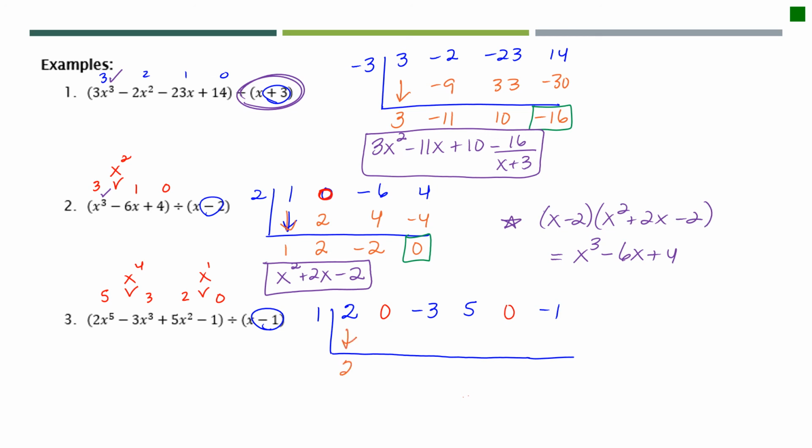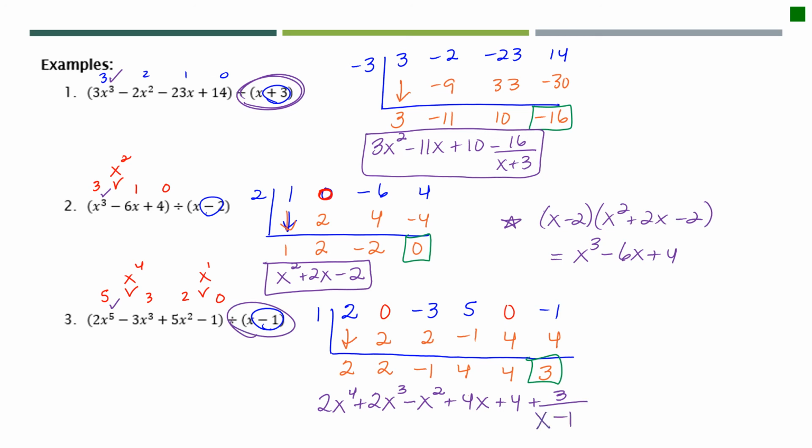So I'm going to drop down 2, multiply, add, and repeat until I run out of numbers. All right, so this one does have a remainder, which is 3. My final answer, since I started with x to the 5th, my answer starts with x to the 4th, and then I just work my way down. So this would be x cubed, x squared, x, no x, plus my remainder of 3 over what we originally divided by, which is x minus 1. So that whole big thing is my final answer.